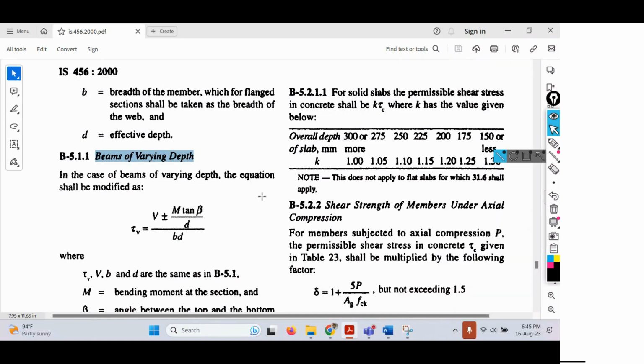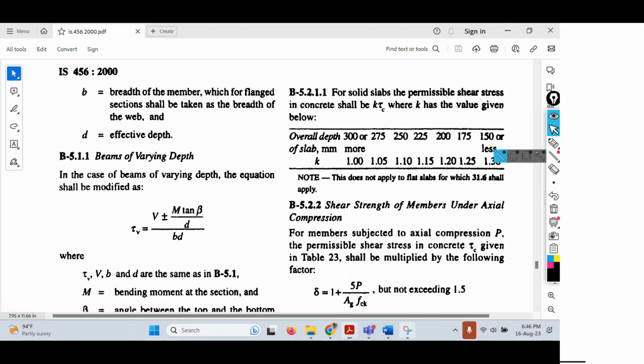Okay, right. So here you can see the beams of varying depth, which is given as Annexure B, clause 5.1.1. So here, what they are telling is, in the case of beams of varying depth, the equation shall be modified. That is shear equation. Tau V is shear stress. So shear equation can be modified as tau V = (V ± M tan β / D) / (B × D). From this formula, we have to find out the one-way shear. We have to check whether tau V is less than tau C or not based on this particular equation.